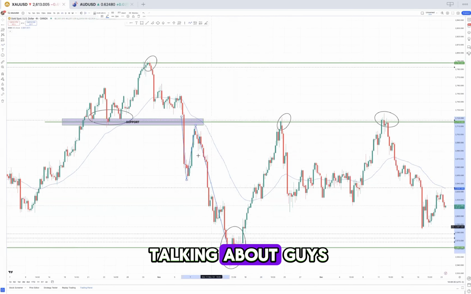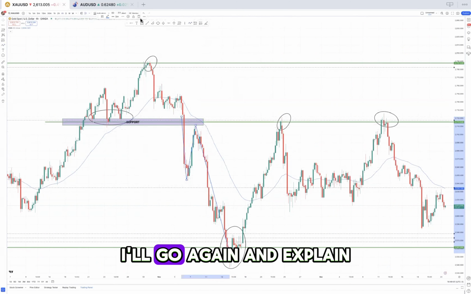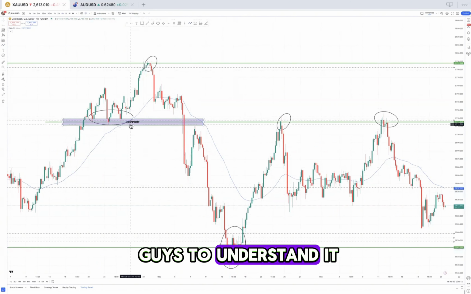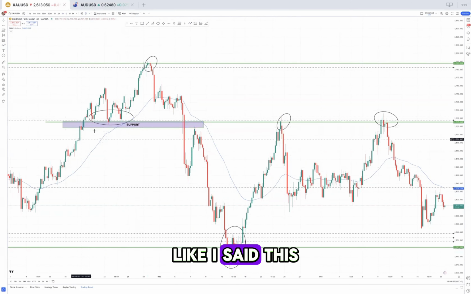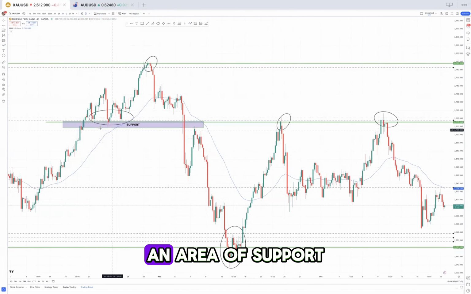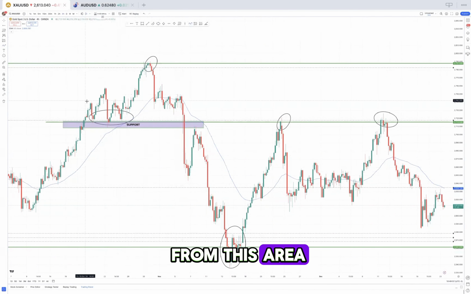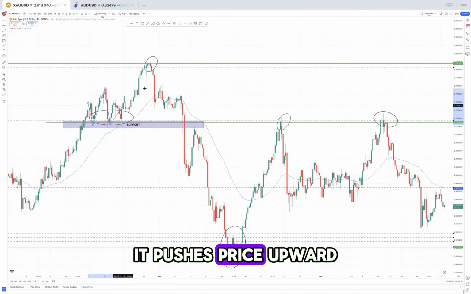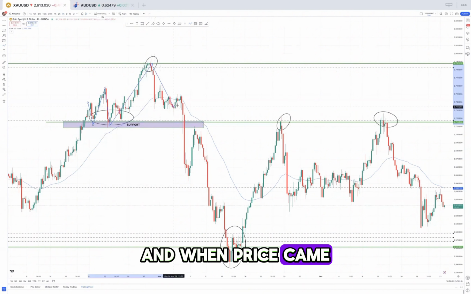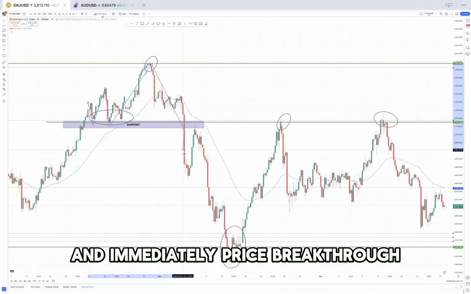This is what I'm talking about, guys. This is just it. I'll go again and explain, because I want you guys to understand it very well. Like I said, this area was an area of support that has been pushing price upward. As you can see, price tapped in from this area. It pushes price upward. Price taps in again. It pushes price upward. And when price came back again to tap it, it broke through this support.